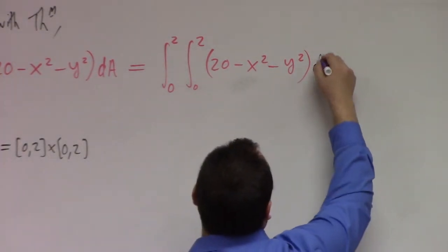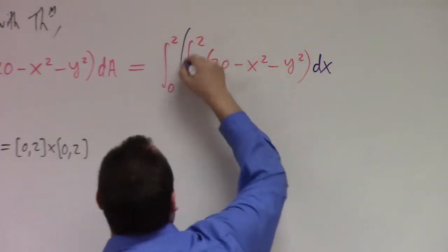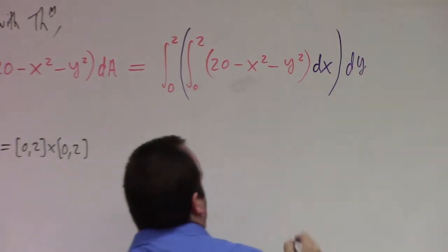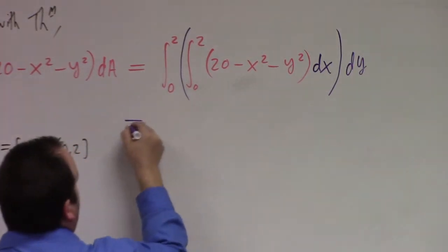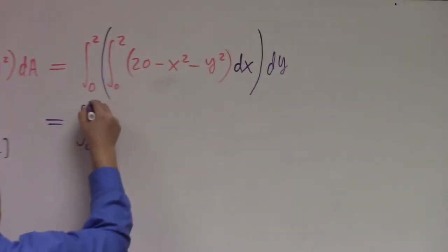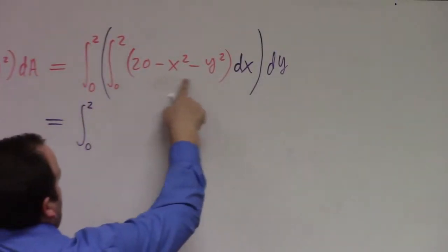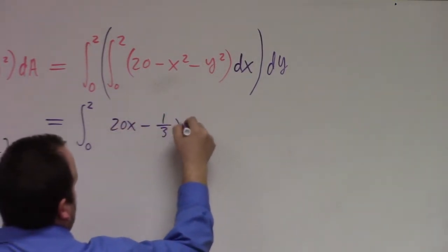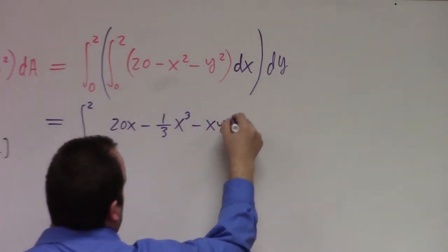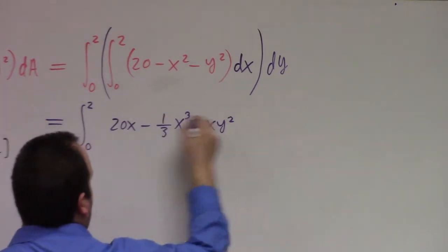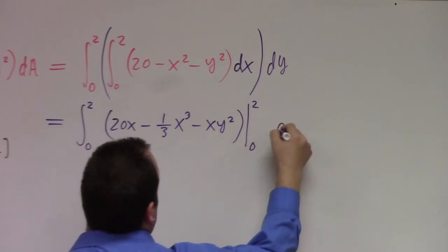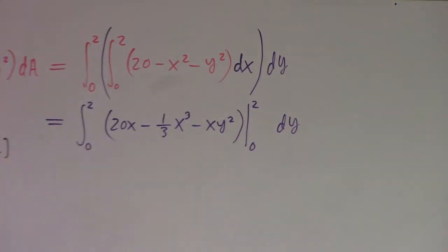All right, I'll take you up on that, x. So then I put these parentheses in at the start. Think of them as training wheels. We will take them off eventually. Okay, integral from 0 to 2. What's the integral of this with respect to x? It is 20x minus 1/3 x cubed minus xy squared. I take that, I evaluate from x = 0 to 2 because that's the fundamental theorem of calculus.